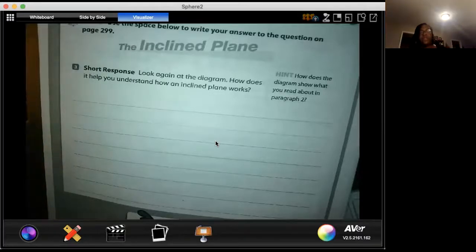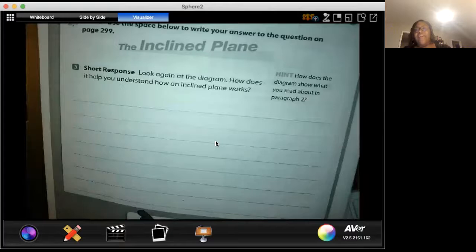Okay. So if you have time, go back to the picture and have another look at it because it says look again at the diagram. Okay, what can you guys come up with? Pause the video and go to the slide that says inclined plane, well, the slide that looks like this, and see what you could come up with.